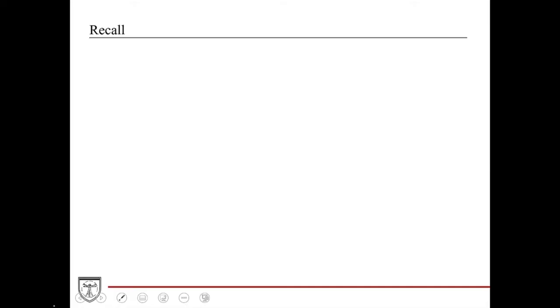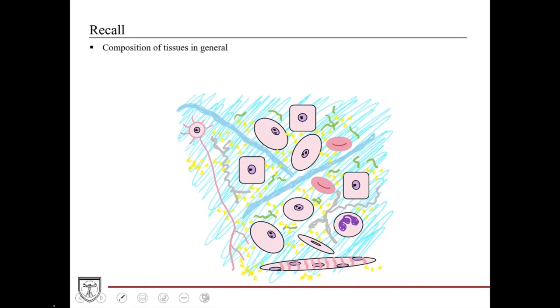But before we dive in, let's quickly recall what the general composition of tissues are. Tissues, of any type, are comprised of cells, and of course there are a number of different types of cells depending on their morphology and function. In between the cells, we have the ECM, the extracellular matrix. An extracellular matrix is itself comprised of different types of fibers, ground substance, and fluids.